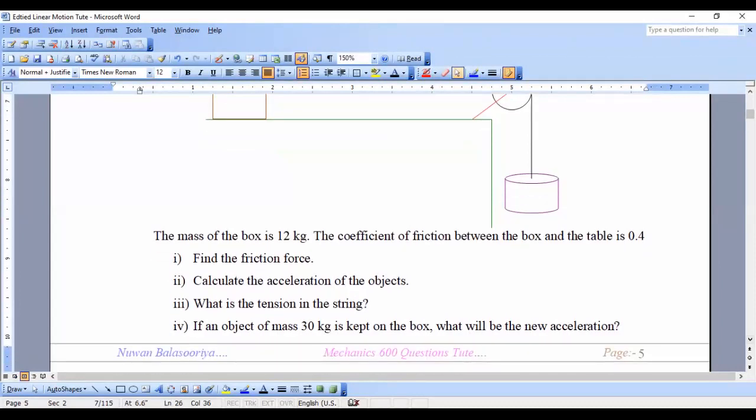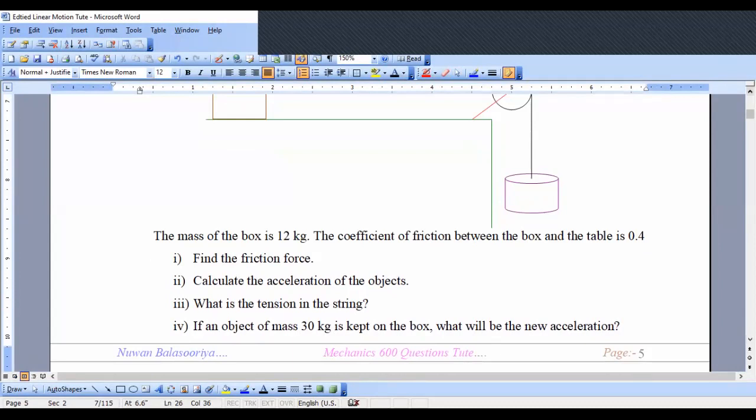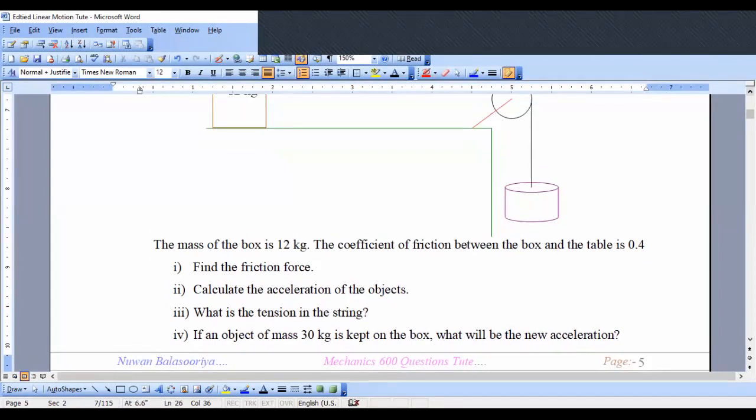Right. So thank you. Let's give a try for this. The coefficient of friction between the box and the table is given as 0.4. I think you remember what the kinetic friction force is. Right? Let's give a try.